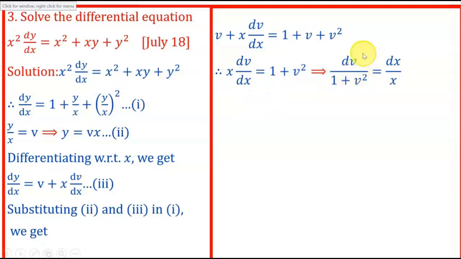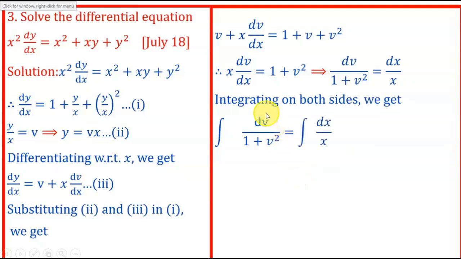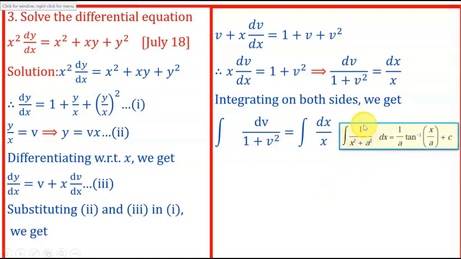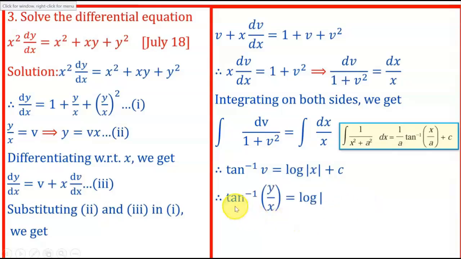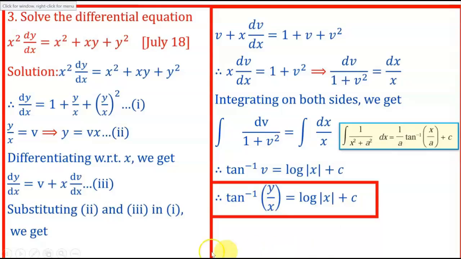Apply the variable separable method. dv upon 1 plus v square is equal to dx upon x. Integrating on both sides, you will have the integral of dv upon 1 plus v square is equal to the integral of dx upon x. The integral of 1 upon x square plus a square dx is 1 upon a tan inverse of x upon a plus c, and hence tan inverse of v is equal to log of mod of x plus c. Therefore, we substitute the value of v, that is y upon x. Therefore, tan inverse of y upon x is equal to log of x plus c, and this is the answer.